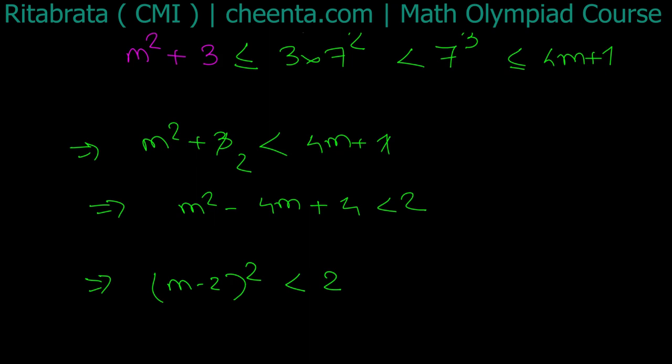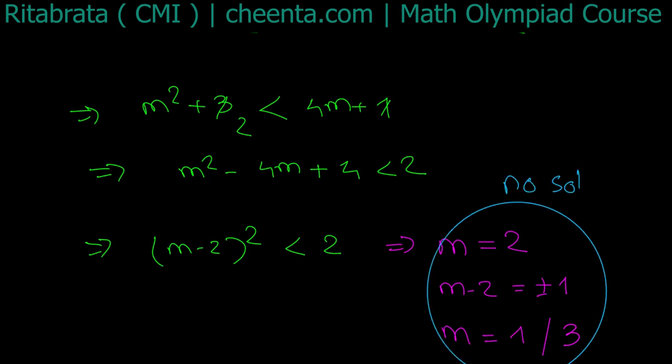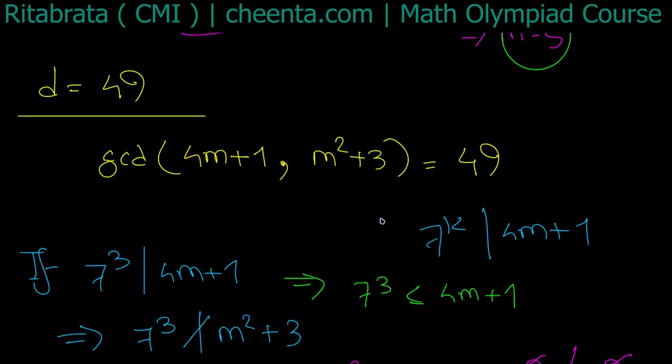So m minus 2 whole square is either 0 or 1. m minus 2 whole square equal to 0 means m equal to 2, and m minus 2 whole square equal to 1 means m minus 2 equal to plus or minus 1. In either case, what do we get? m equal to 1 or 3. In either case, you can easily see that they have no solution. You can just put in the value. So 7 cube dividing 4m plus 1 doesn't give any solution, so this cannot happen.